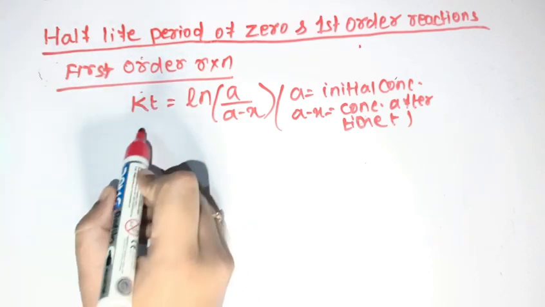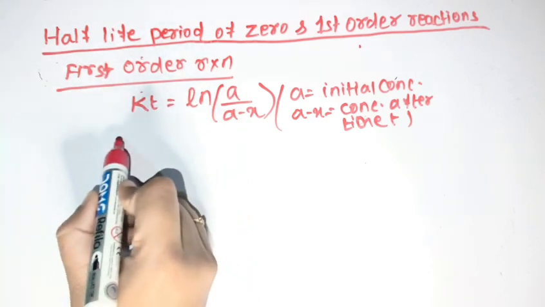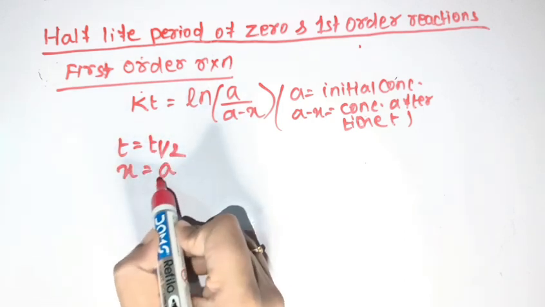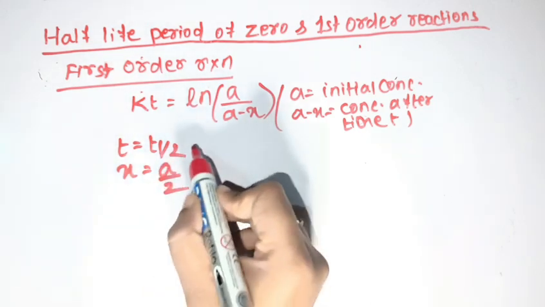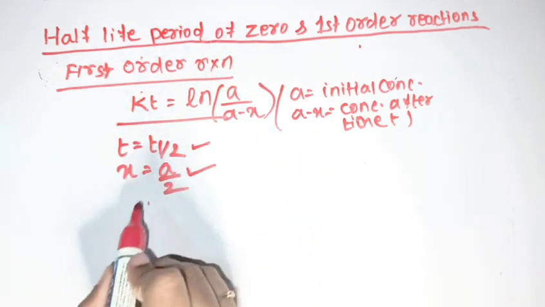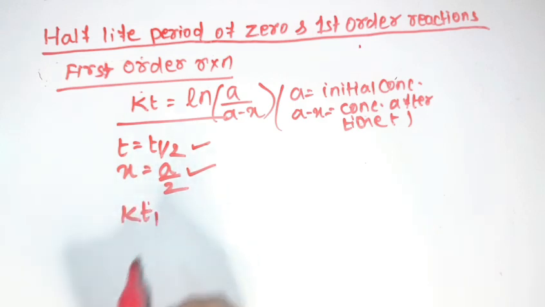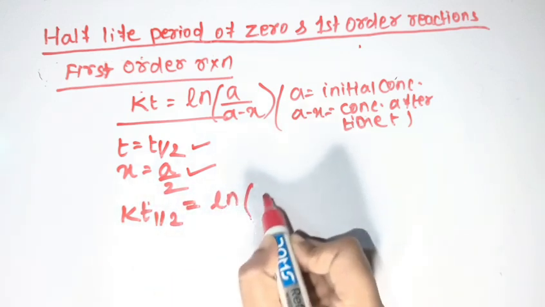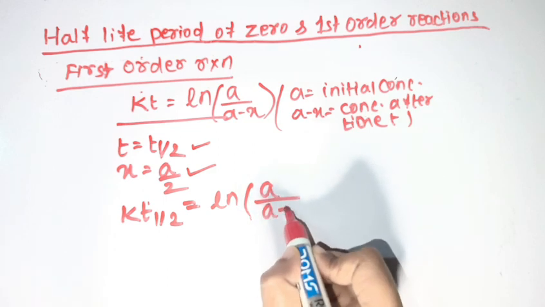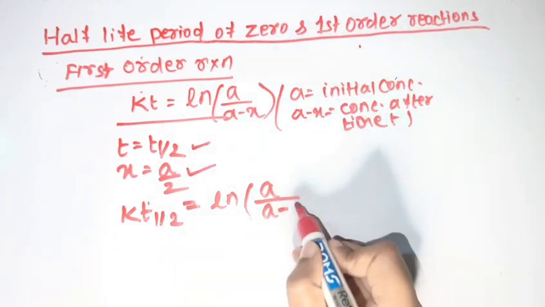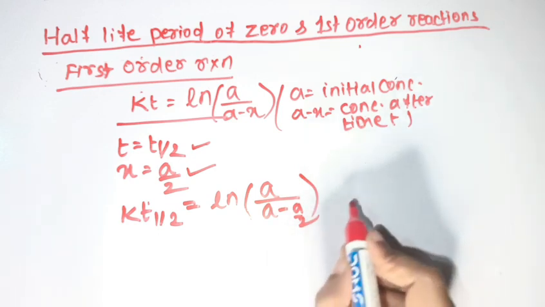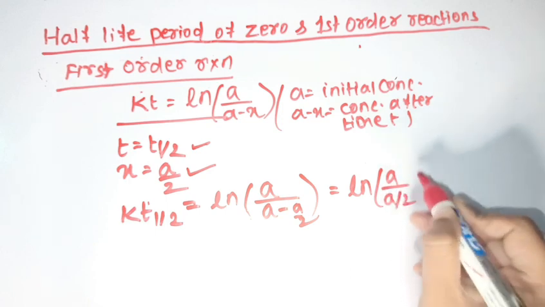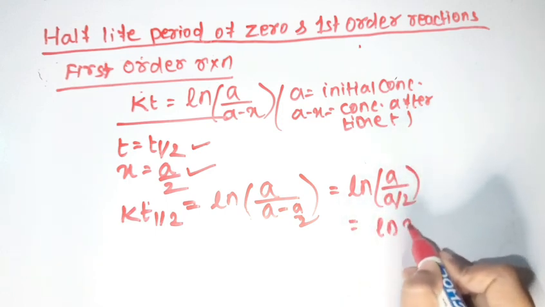Similarly, in this case also, since we are calculating half-life period, we will write t as t half. x is what? a by 2, right? So now we will put these two values here. It will be k t half = ln a by (a minus x). In place of x, we are putting a by 2. So what will happen? It will be ln a by (a by 2), so it will be ln 2.